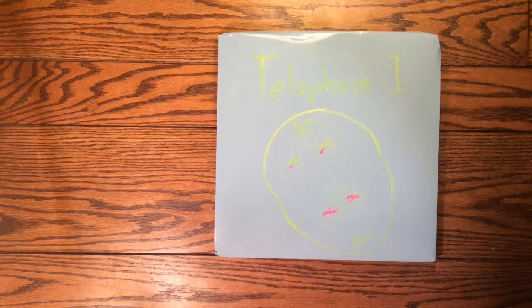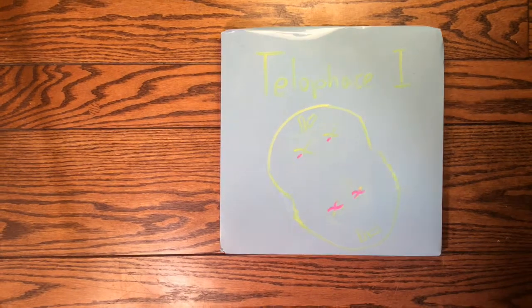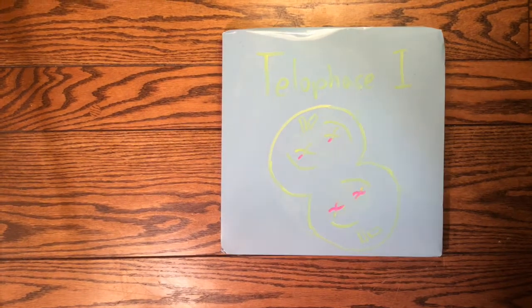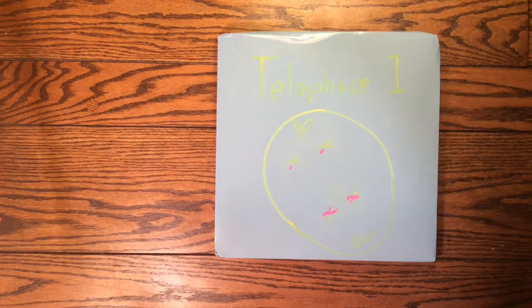Telophase 1. The chromosomes are at opposite ends of the cell. Each pole now has a haploid chromosome set, although each is still in duplicate form. Cytokinesis occurs and two haploid daughter cells are formed.